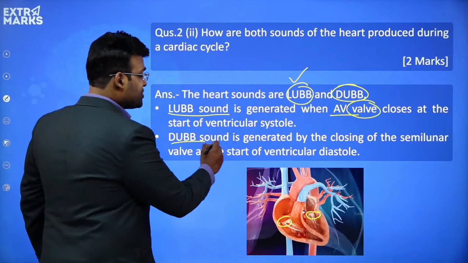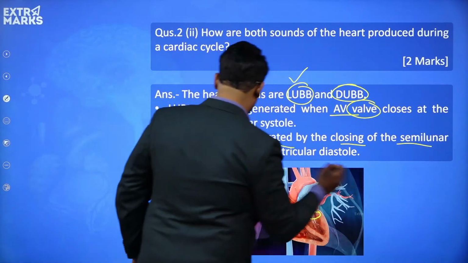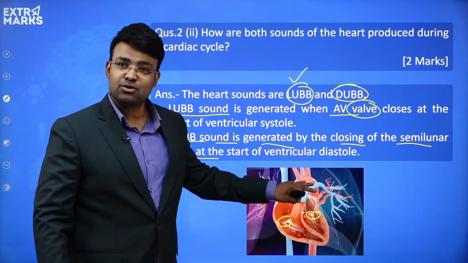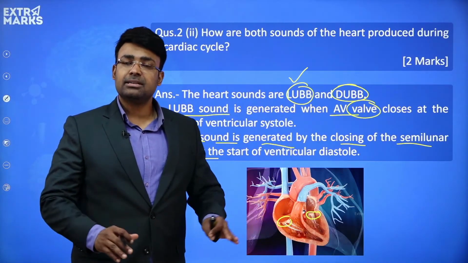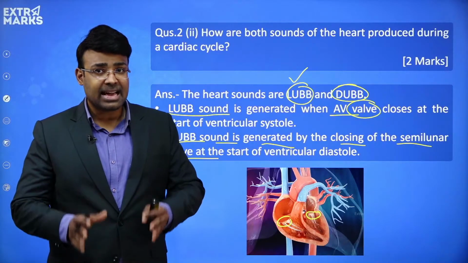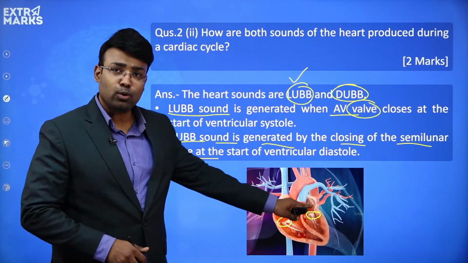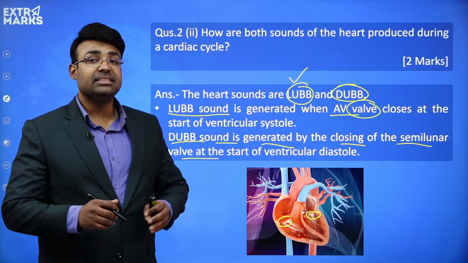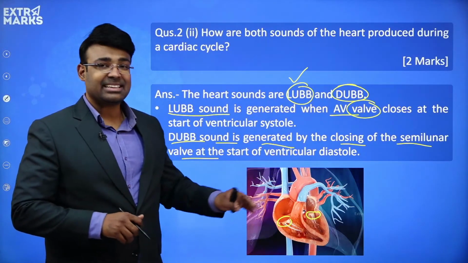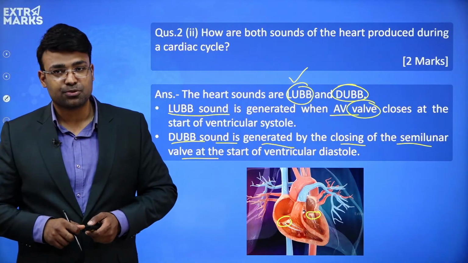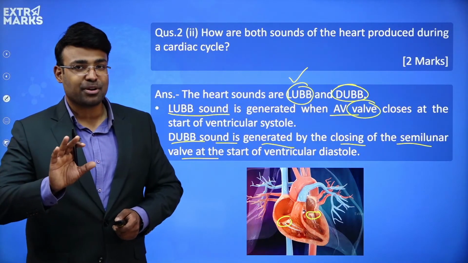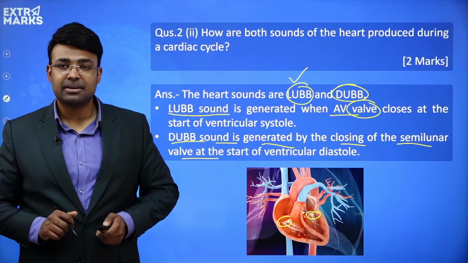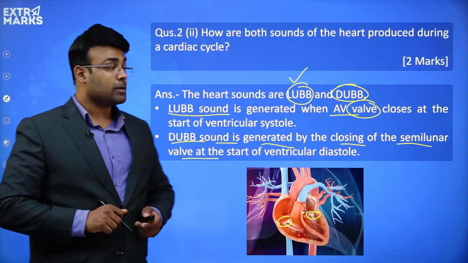So the dub sound is generated by the closing of the semilunar valves at the start of the ventricular diastole. When the ventricle starts relaxing, these two semilunar valves of the pulmonary artery and the aorta get closed. In that case the dub sound is produced. So I hope now things are pretty much clear with the context of the lub and the dub sound. Clear, everyone? Alright, let's move on.